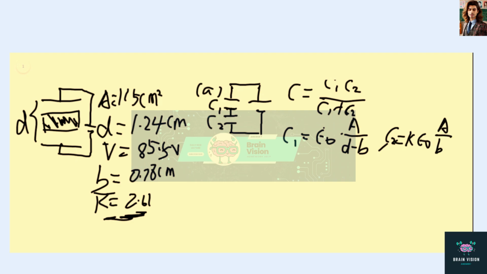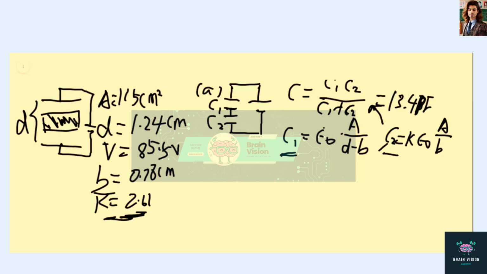Now that we have the expression for C1 and C2, we can calculate the values for them, and then just plug the values into this expression. We can find the solution for C. The value I found for C is 13.48, sorry, 40 picofarads.